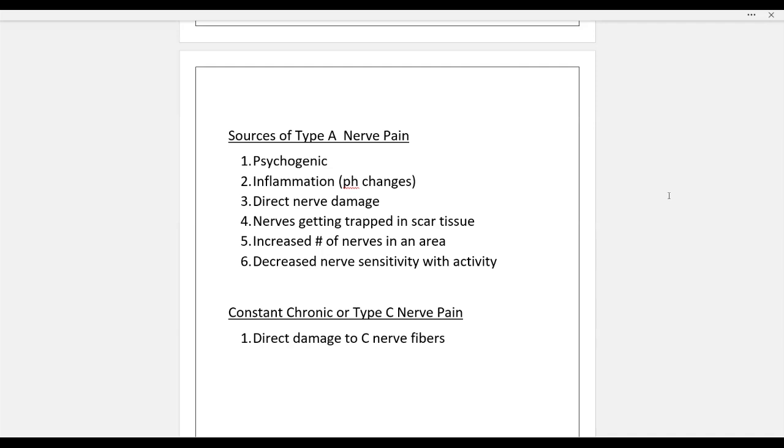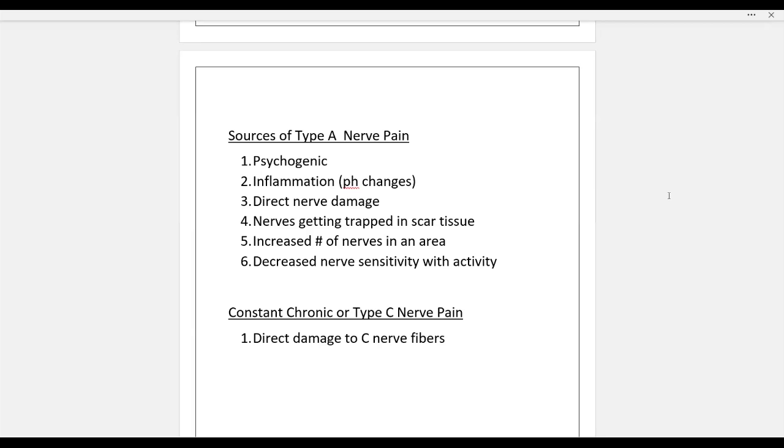Then there's direct nerve damage. So you have these injuries, and there's direct, in other words, physical nerve damage. The nerve gets compressed, bruised, whatever, okay? Direct nerve damage, so that's definitely a source of pain. The nerves getting trapped in the scar tissue, definitely a source of pain. Remember, this is called hyperinnervation, reinnervation, an increase in the number of nerves in that area. That's part of the science of the three phases of healing. When there's injured tissue, there's hyperinnervation, reinnervation. So there's an increase in the number of nerves, and those nerves have decreased sensitivity. Okay? All right.